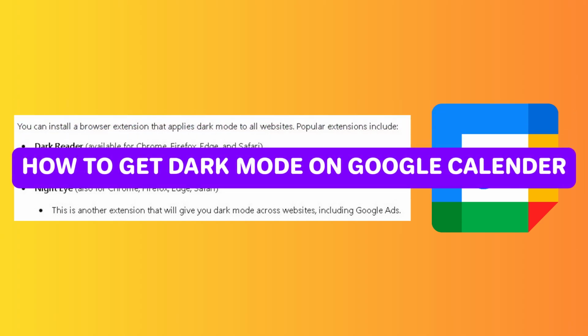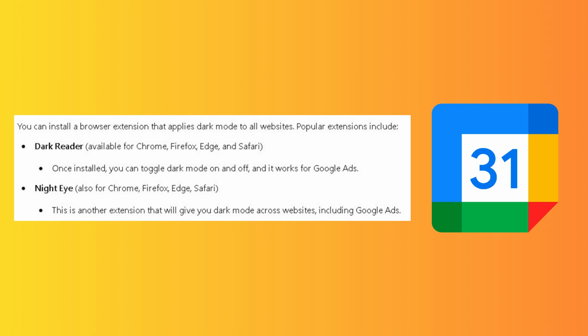In this video, you will learn how to get dark mode on Google Calendar. First, you can install a browser extension that applies dark mode to all websites on Chrome. The popular browser extensions are Dark Reader. Once this is installed, you can toggle dark mode on and off, and it works for all of Chrome sites.